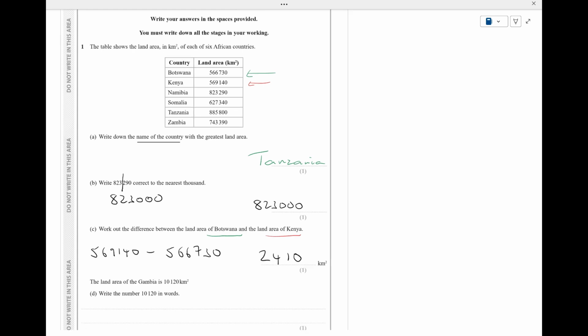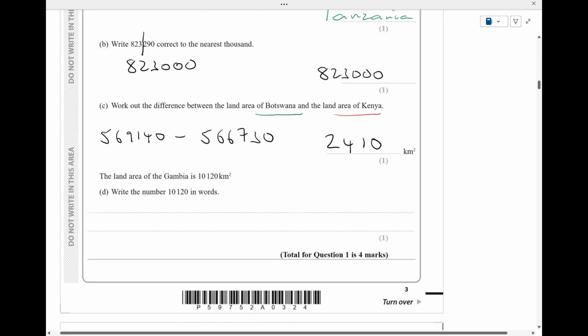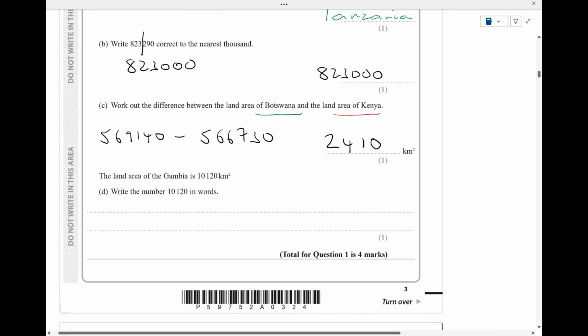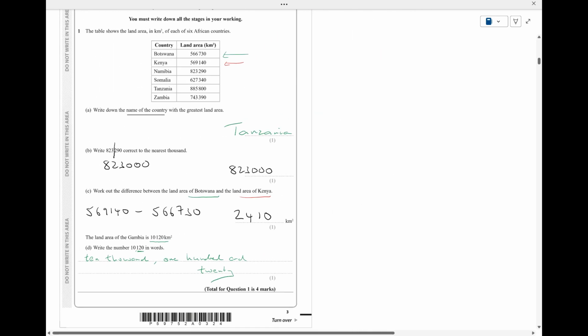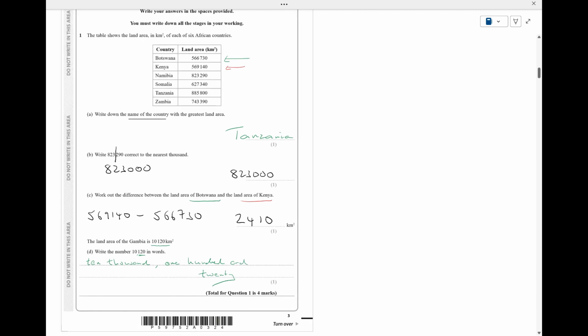2,410 is the difference. And lastly, the land area of Gambia is this. Write that number in words. Well, it's 10,000. And then 120. And that is number 1 complete.